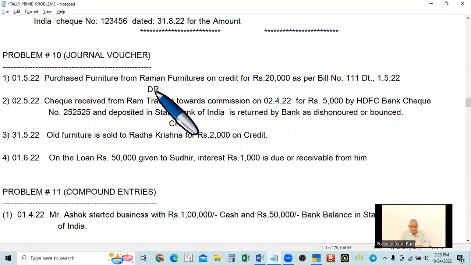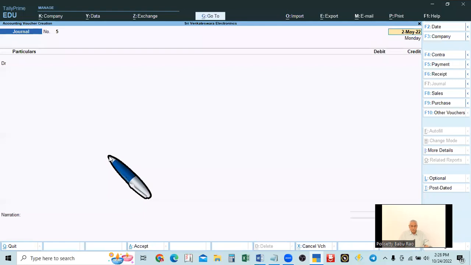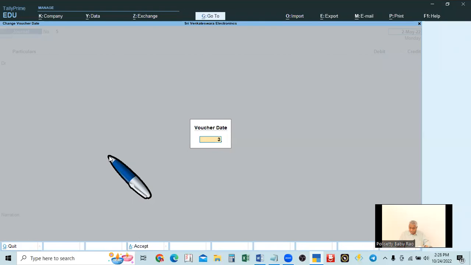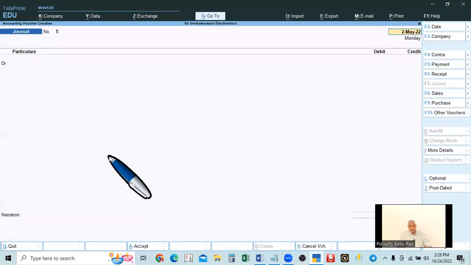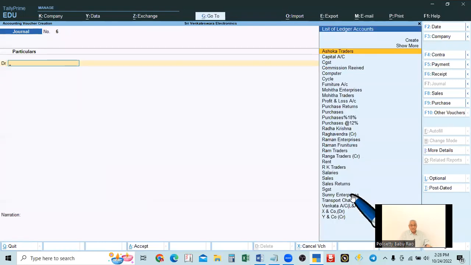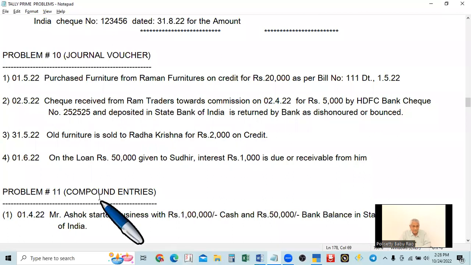So this is debit and this is credit. Debit and credit. And then next one, 31st May. So the date, we have to go to now, 31st May. That's why you have to select 31/5. We can type, or you can go there directly. The cursor is on the date field. There itself you can type 31/5. Here, what is the transaction?